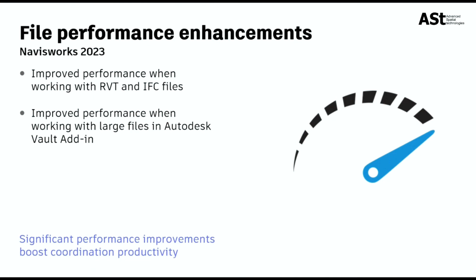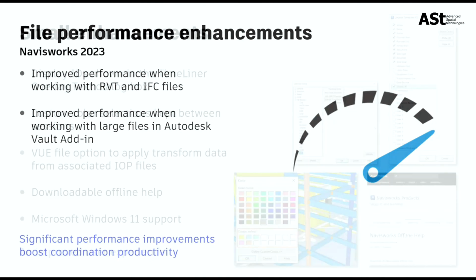Performance in 2023 is getting faster. I opened up a massive model the other day and it just zoomed right through it. It has several enhancements to significantly improve the overall coordination performance. It's much better working with RVT files when you bring them in natively, instead of waiting for them to load up. It will do it really quickly, and the same goes for IFC files. Working with those large files, perhaps in Autodesk Vault using the Vault add-in, that's been boosted as well.